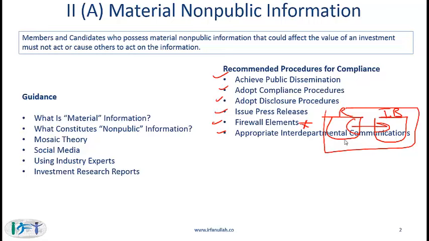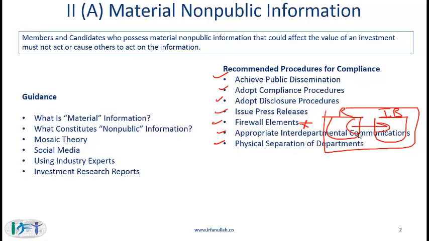Next, appropriate interdepartmental communications. The main point here is that there should be procedures in place concerning interdepartmental communications. There should be a review of trading activity, and there should be an investigation of possible violations. If violations do occur, then the appropriate disciplinary measures should be taken, and the entire procedure needs to be clearly documented. Physical separation of departments to whatever extent possible.